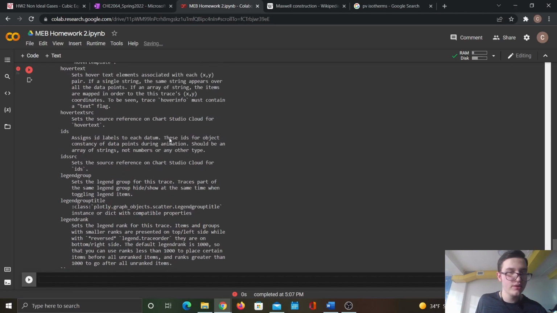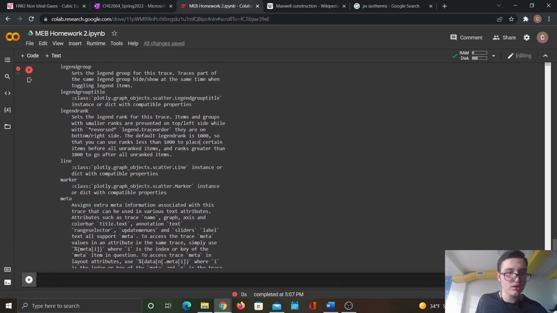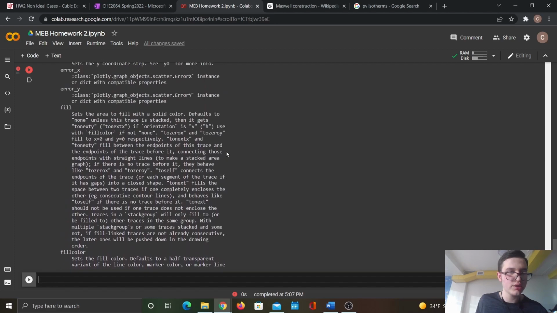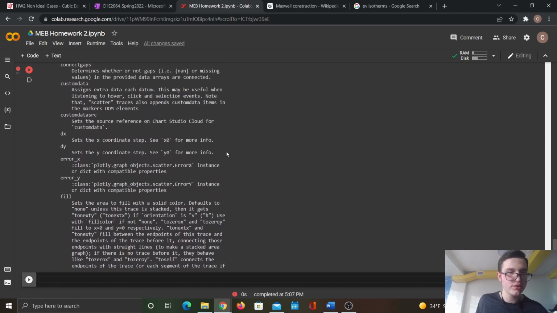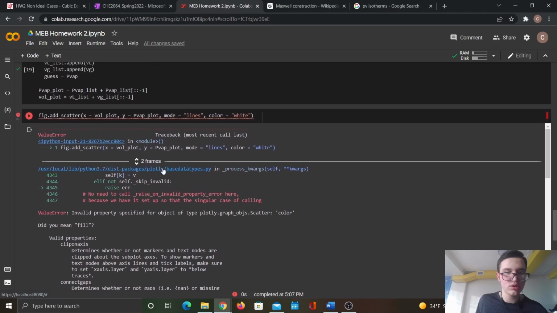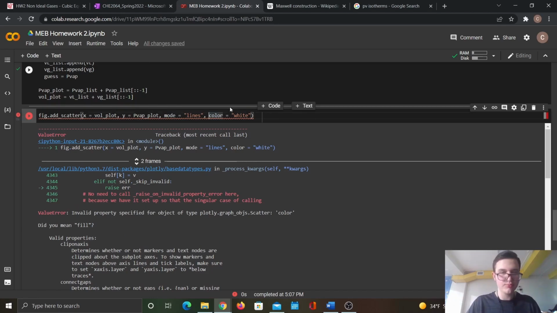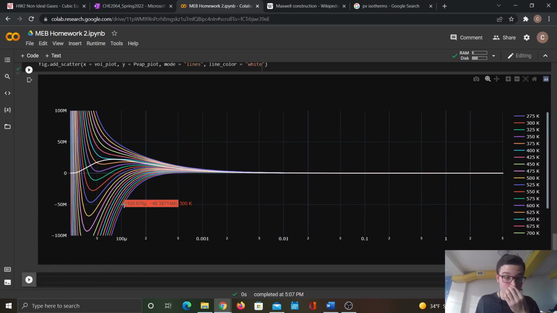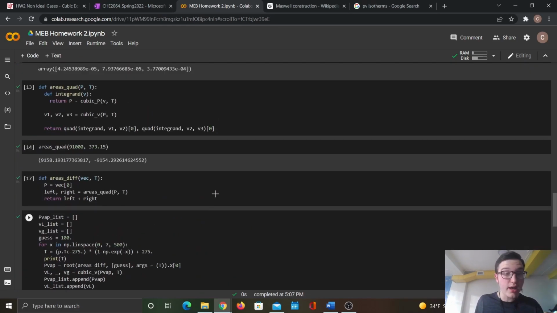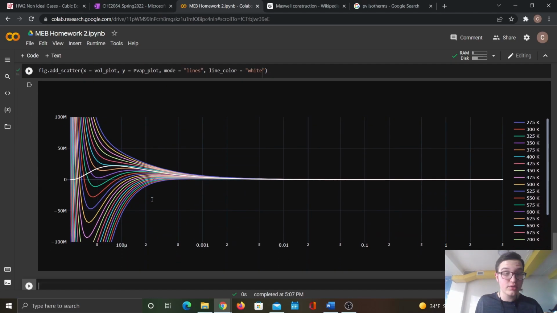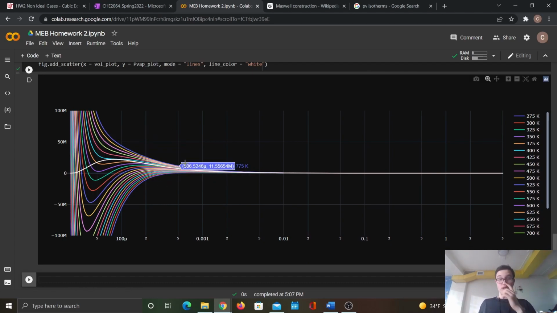What is the correct marker? Line? What is... Try line color. Shift enter. Yes, that's much better. Would you look at that? That looks much closer to what it should look like.